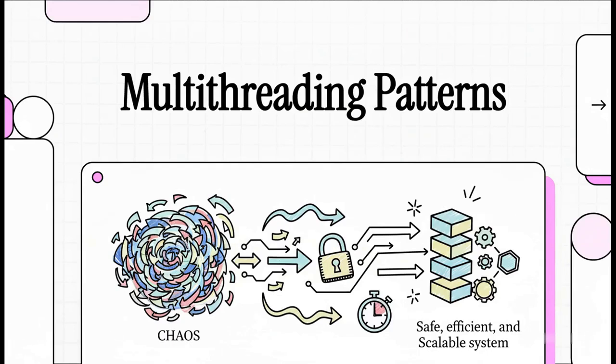All right, let's talk about taming the absolute chaos of concurrency. I mean, if you've ever built a system that has to do more than one thing at a time, you know exactly how fast things can get, well, complicated. Today, we're going to break down the proven, battle-tested strategies to make your app safe, efficient, and ready to scale.